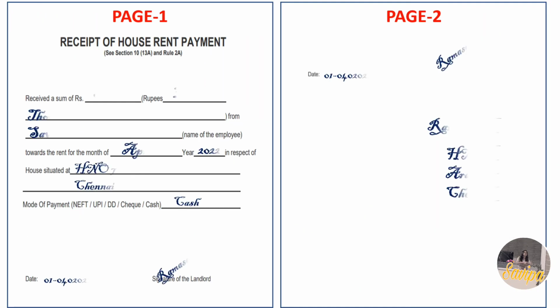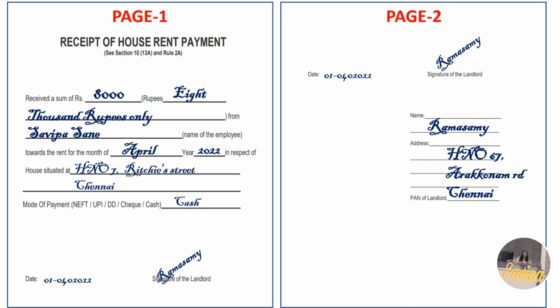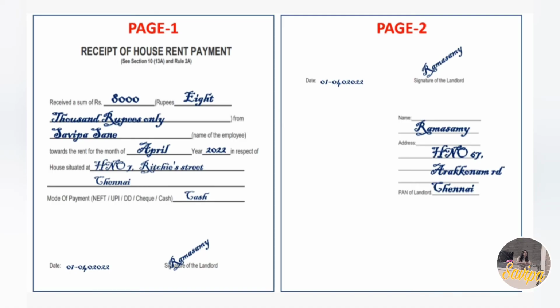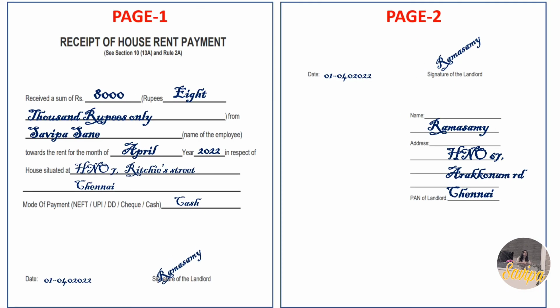So here I have filled in some sample details, guys, if you can see. This way your owner has to fill in these rent receipts, sign, and write all his address details here. Once you get these proofs, you can take printouts or whatever it is, and you need to attach a revenue stamp to it.